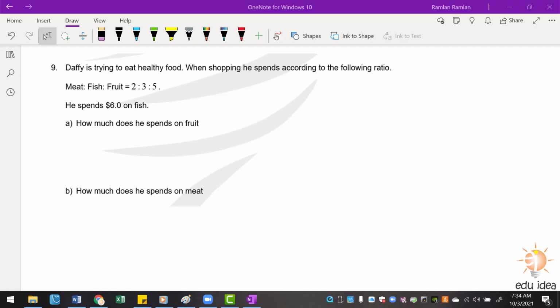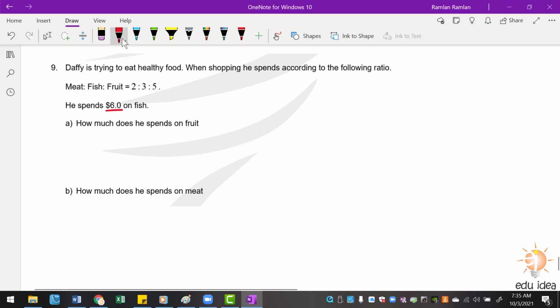Okay, number 9. Daffy is trying to eat healthy food. When shopping, he spent according to the following ratio. Meat to fish to fruit is equal to 2 to 3 to 5. He spent $6 on fish. How much does he spend on fruit?